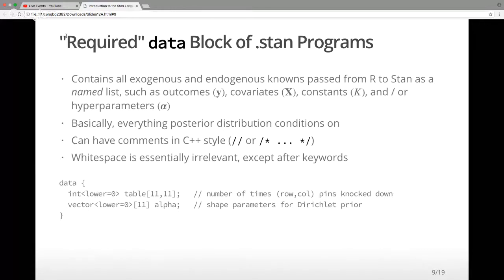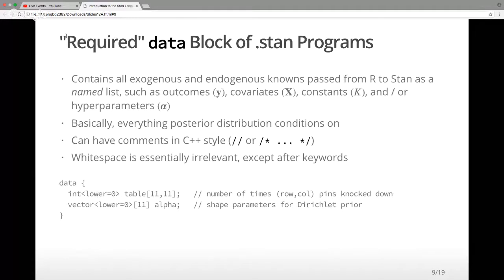So you have to make yourself a list in R that has names, and the names need to correspond to the same names as you give things in the Stan program. And then we'll see a little bit later that you can pass that list of data to Stan, and Stan is expecting that list. The elements can be in any order, but the names correspond to the names of the things that you declare in the data block.